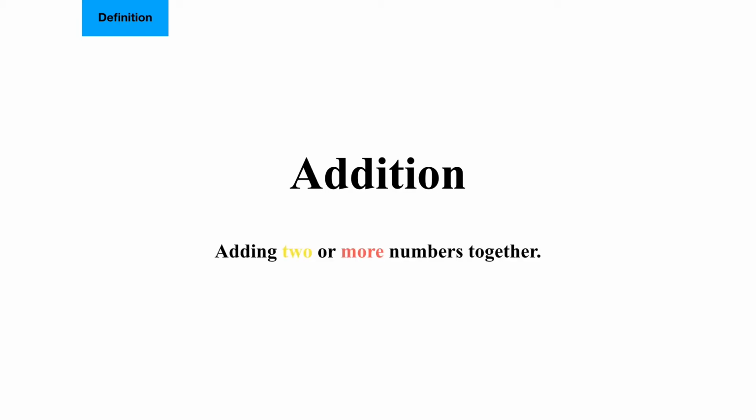In this math tutorial, we'll be having a look at column addition or vertical addition. But first, let's quickly have a look at what is meant by addition. So the definition of addition is where we add two or more numbers together. So for example, if we have 23 and we need to add 12 to 23, we will get 35.